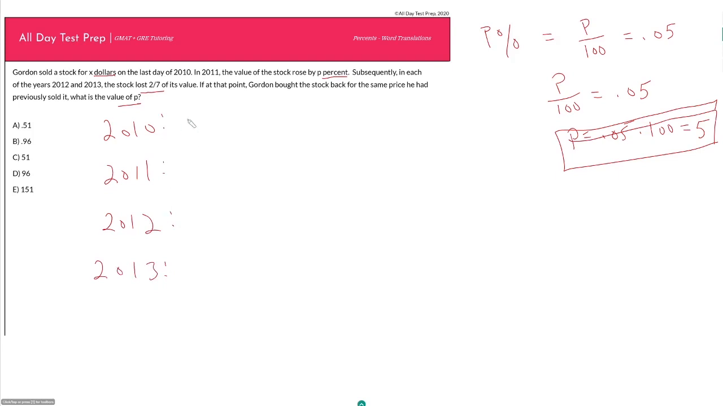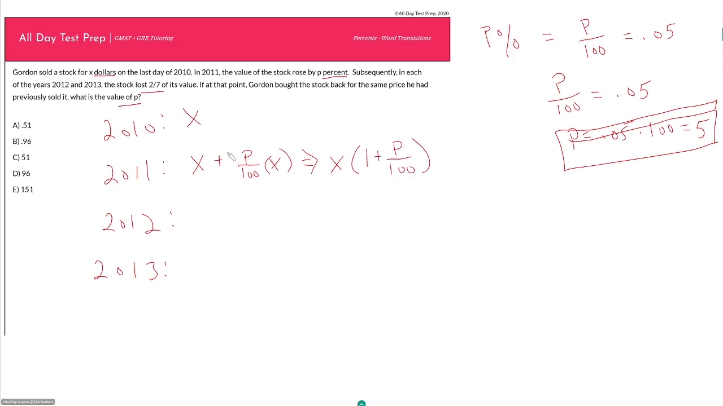So if I want all of my expressions here to represent the value of the stock at the end of that year, so in 2010, it was worth X dollars. Then it says in 2011, the value of the stock rose by P%. And so what does that mean? That means I started with a value of X at the beginning of 2011, and then it increased by P%. And so I added P% of X to my original value of X. And then in this case, I can factor out an X, and I get the price of my stock is X times 1 plus P over 100.